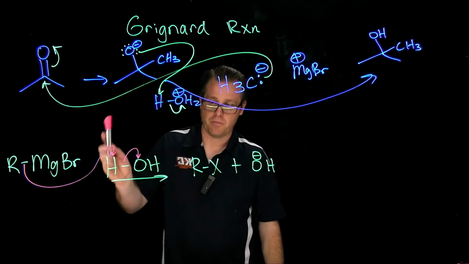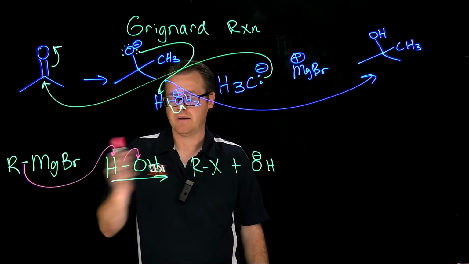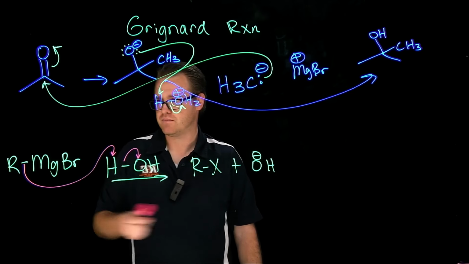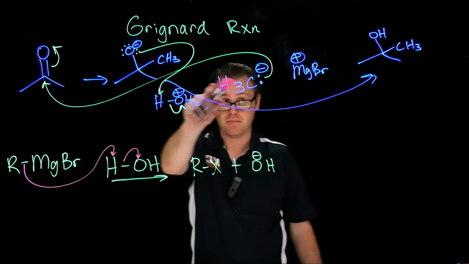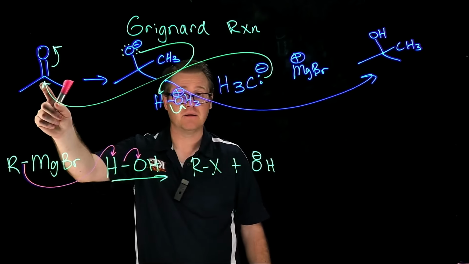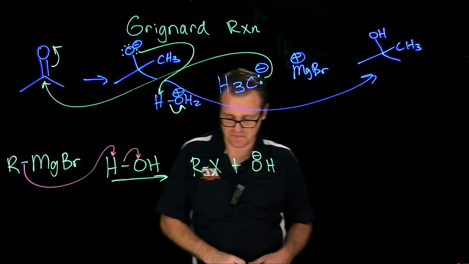Okay, so this is just showing us that the Grignard can act as an electron-rich nucleophile, shown above, and an electron-rich base. Okay.